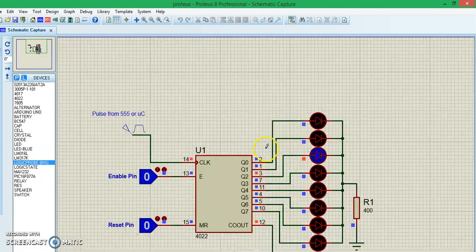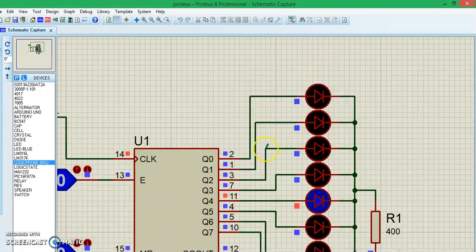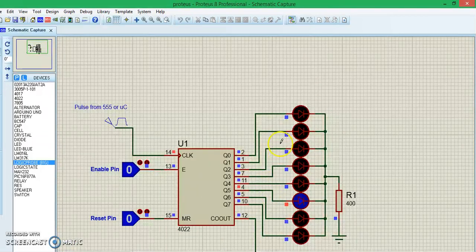So I have started the simulation, and you can notice that the LED is getting incremented from 1 to 7 every 1 second. Why is it getting incremented every 1 second? It's because the frequency of the clock pulse that I'm giving to pin number 14 is 1 Hz. As we know, T is equal to 1 by F, so it's getting incremented every 1 second. And the enable pin here can be used to pause the increment.